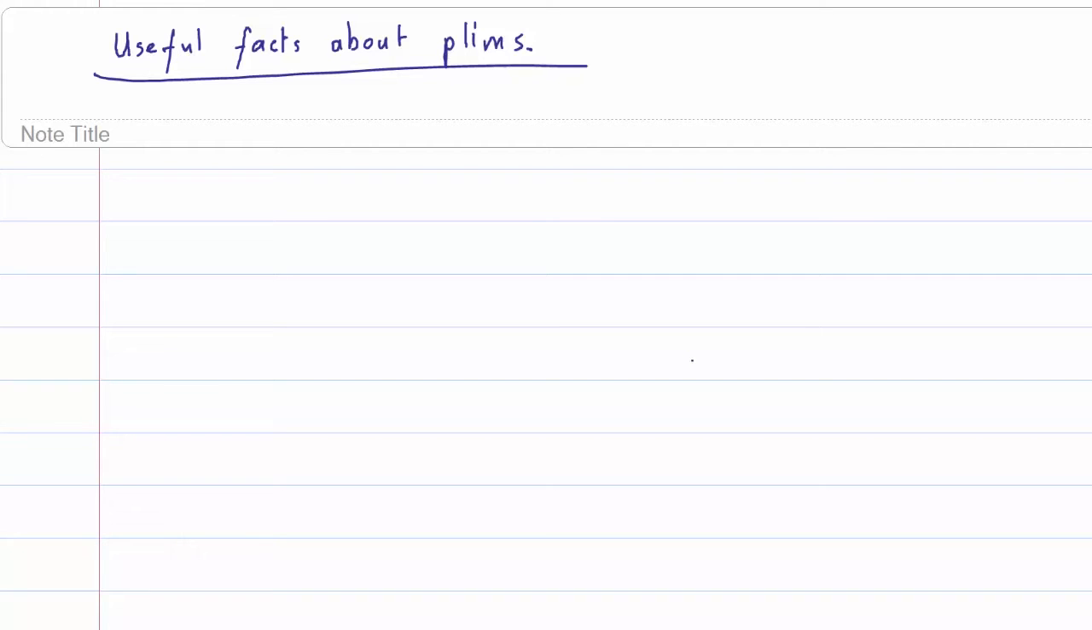In this video, we are going to cover some useful facts about the probability limits. So let's define two random variables that depend on the sample size, Tn and Un. And let's say that the probability limit of Tn is alpha, and the probability limit of Un is beta.